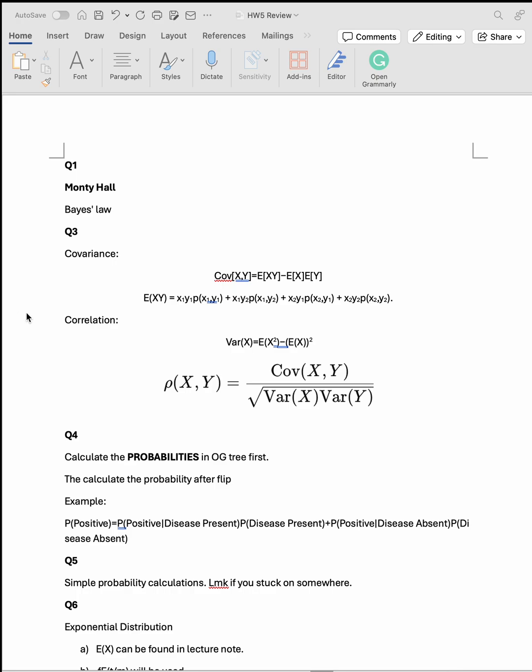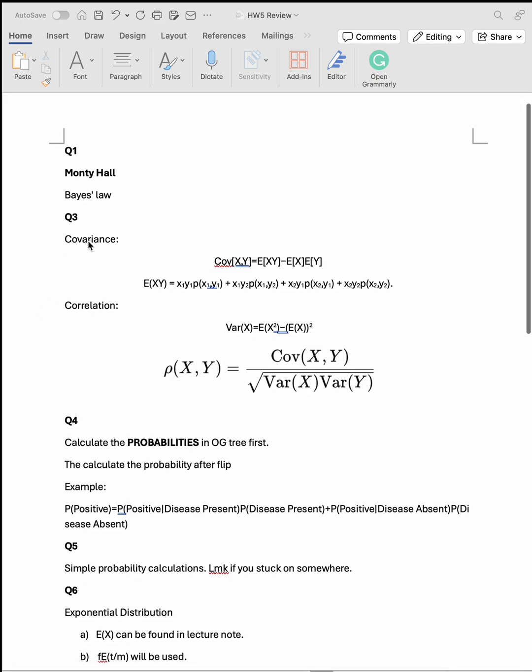Alright, let's go to the first one. The first one is the Monty Hall problem, which Dr. Hobbs already talked about in class a couple of times. I'm just reminding you that on part B of this problem, you'll have to use Bayes' law, which you can find in the lecture notes.